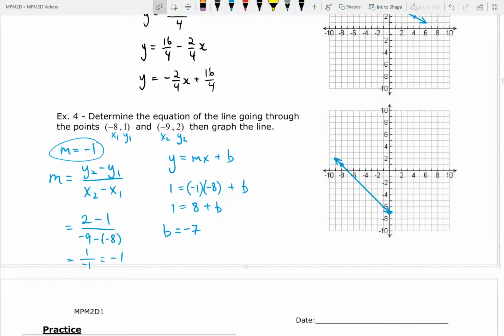And so I want you to practice graphing some equations of lines. That ends this lesson.